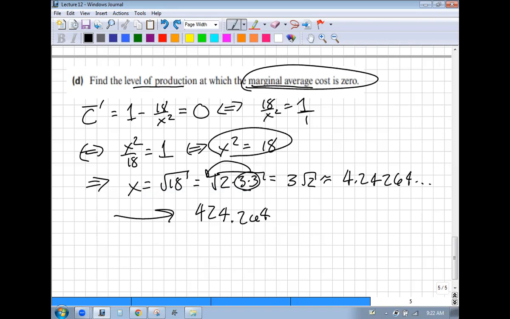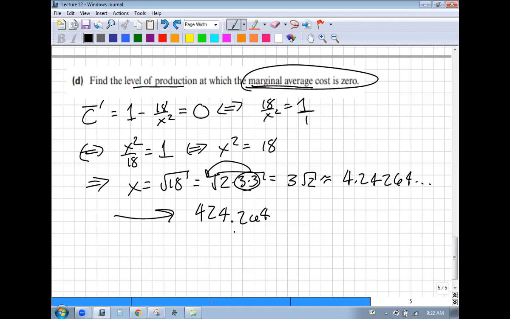Why did I get rid of the minus sign going here? Is that your question? Well, this is referring to level of production. So we're not talking about like negative flower arrangements, right? That doesn't make any sense. That's why we throw that one out. All right. We have to stick to reality here.